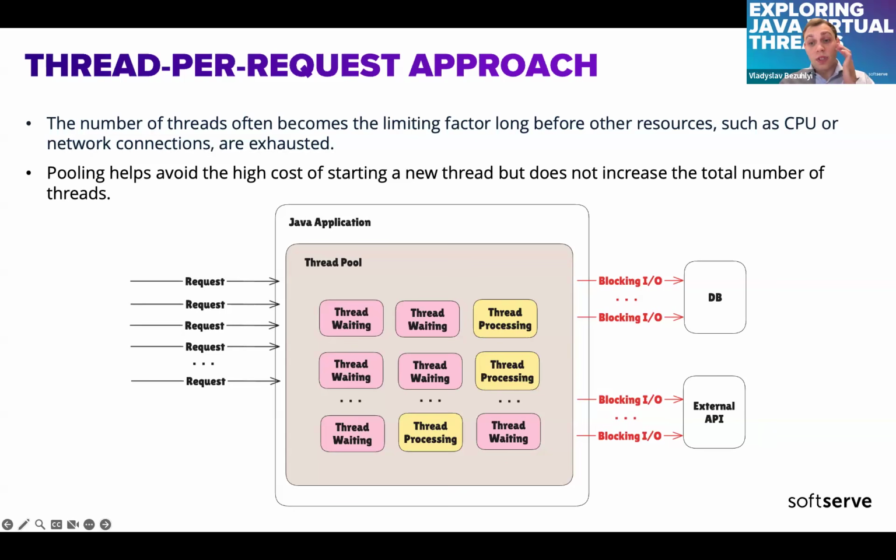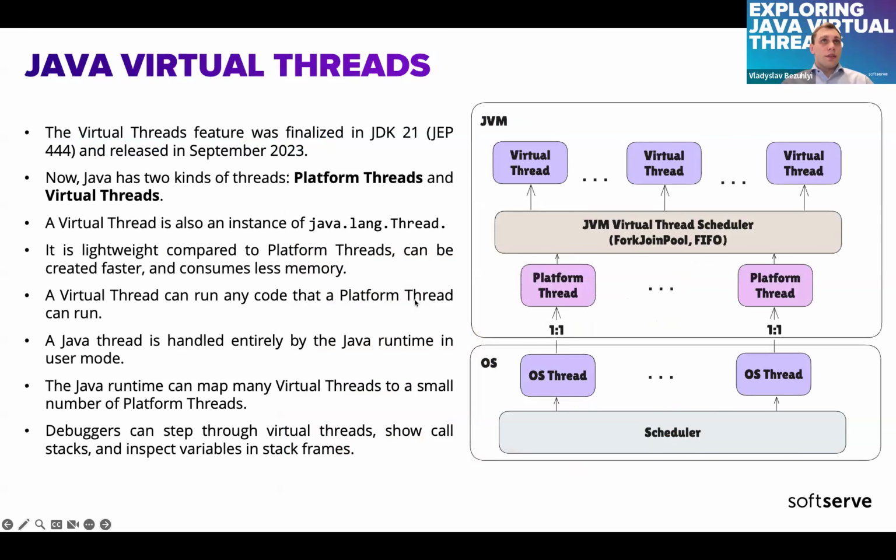because virtual threads actually simplify the programming model for concurrency, making it easier to develop and maintain by allowing developers to write code in a synchronous way, which looks synchronous while being non-blocking under the hood. So a Java virtual thread is a feature finalized in JDK 21.